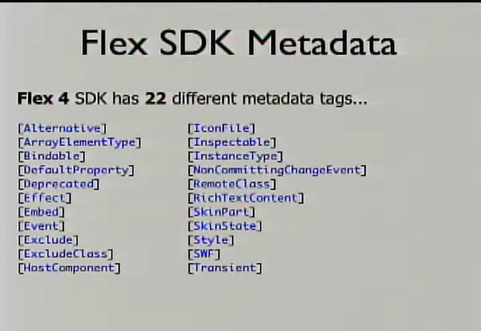And just to show how much metadata is actually used with Flex, Flex 4 has 22 different metadata tags. I was actually really surprised when I counted them. I've used most of them, but yeah, it's used a lot. Some of it you might not ever use. Some of them are used more internally by the Flex SDK developers, but ones like bindable, event are definitely the main ones. If you've done anything with more custom components, you might start using default property, etc.